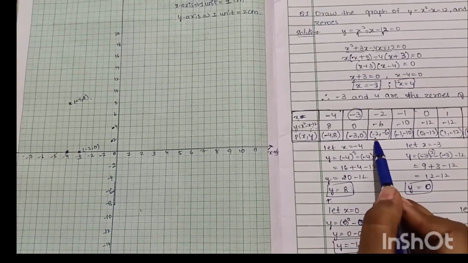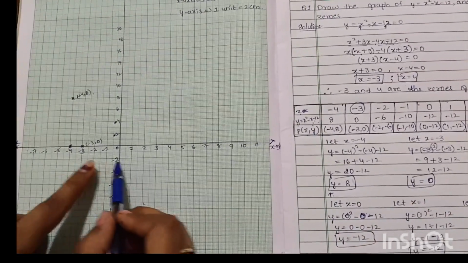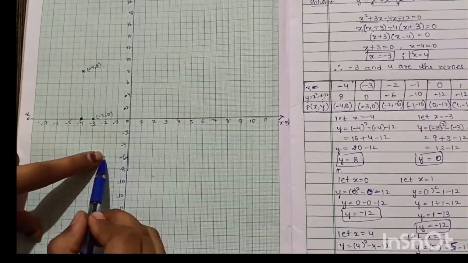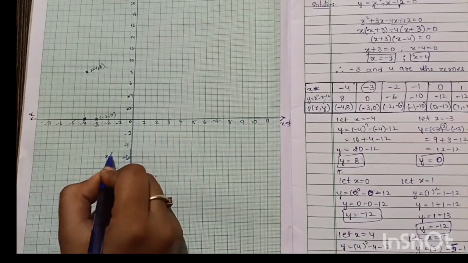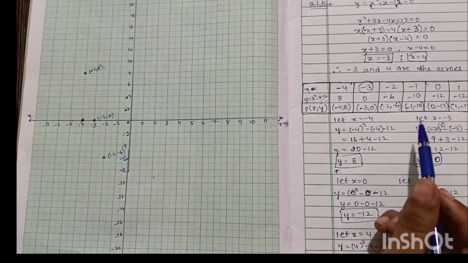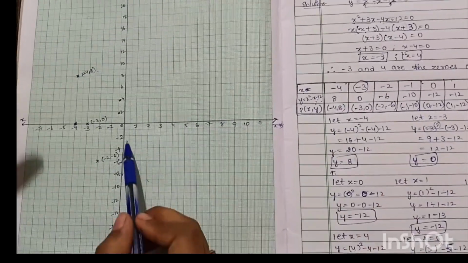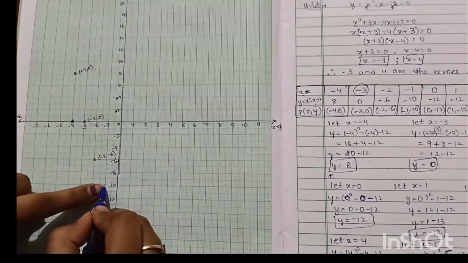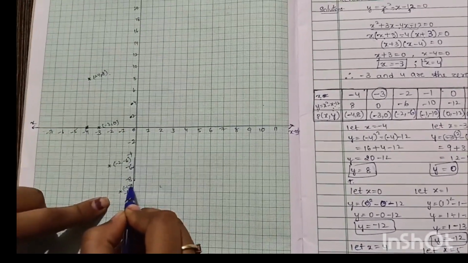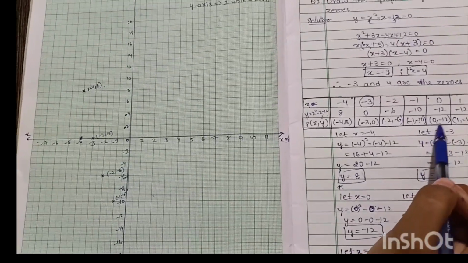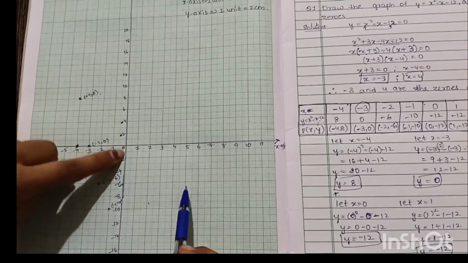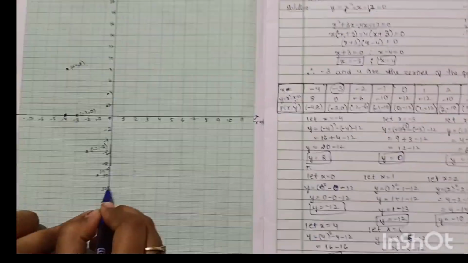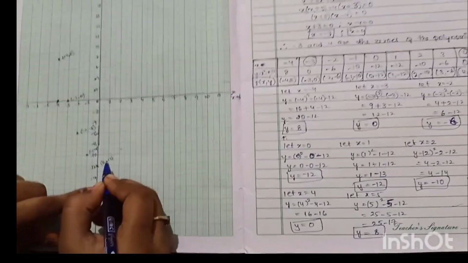Next point minus 2 comma minus 6. Minus 2 in the x-axis and minus 6 in the y-axis. Here the point marks minus 2 comma minus 6. The next point is minus 1 comma minus 10. Minus 1 in the x-axis, minus 10 in the y-axis. So this is the point, minus 1 comma minus 10. Next point is 0 comma minus 12. So x-axis 0 and minus 12 in the y. As this is 0, we'll get here 0 comma minus 12.